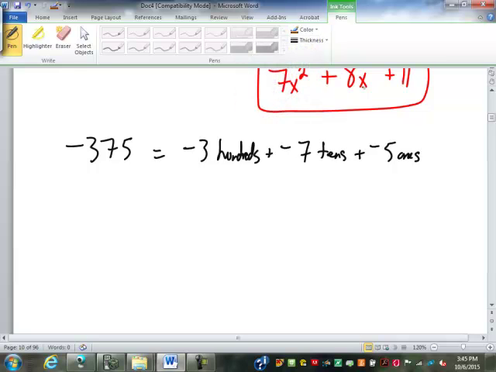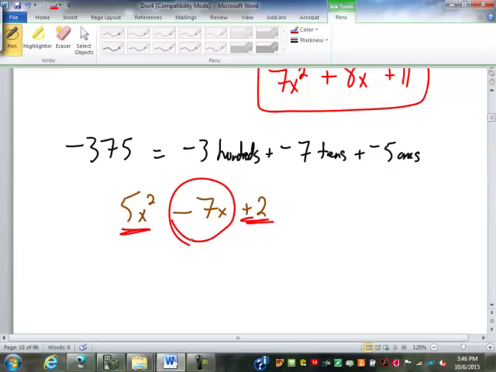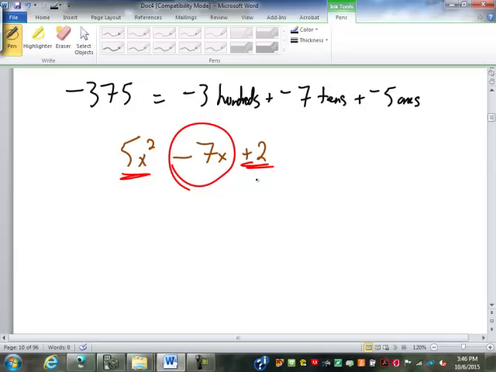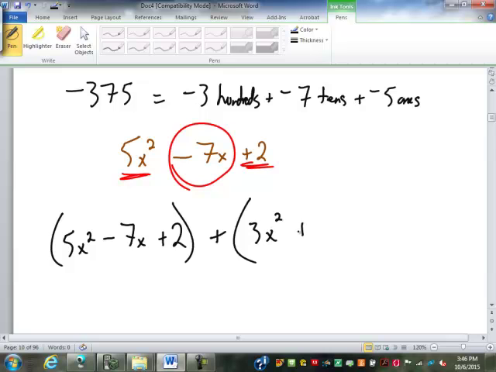In an algebraic number, however, each digit can be positive or negative on its own. We can have 5x squared minus 7x plus 2, where the 5x squared and the 2 ones are positive, but then 7x is a negative 7x. So, if we're going to throw that into the mix, we might have 5x squared minus 7x plus 2, we just will use that number again, plus 3x squared plus 9x minus 11. We can have multiple digit numbers in each place value now.